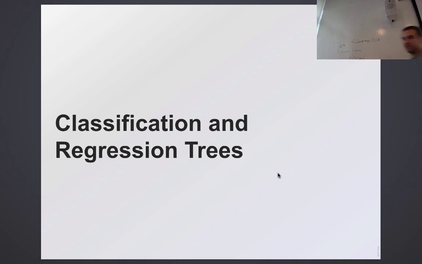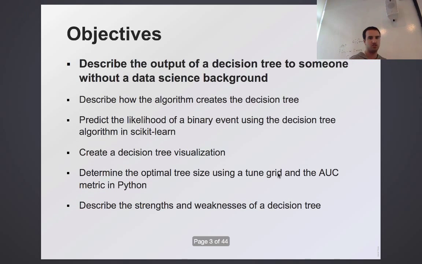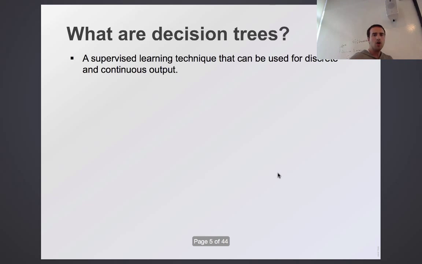First of all, before we get into that, objectives. I'll describe the output of a decision tree to someone, essentially, if you don't have a data science background, to describe what it is. Describe how the algorithm works to create it. Use a binary event in a decision tree. We'll do Titanic in scikit-learn at first, and then we'll move on to other stuff. We'll do a decision tree visualization, determine optimal tree sizes, and describe the strengths and weaknesses of the decision tree.